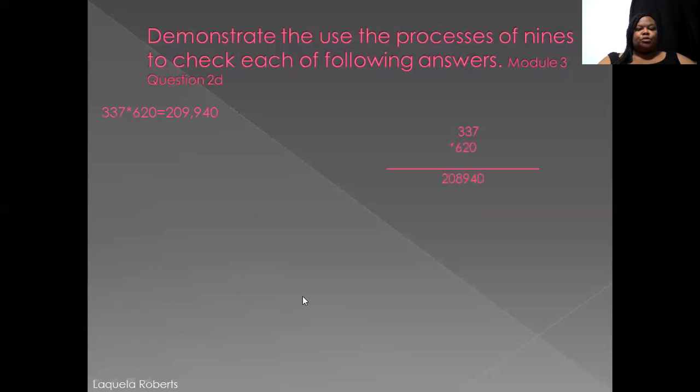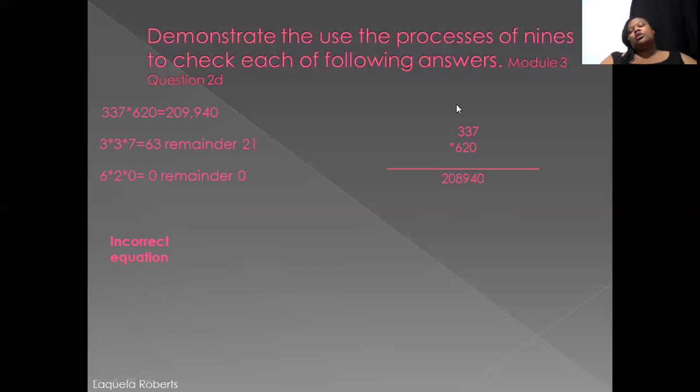All right, here's our multiplication. So 337 times 620 equals 209,940. We're going to multiply 3 times 7 gives us 63 with the remainder of 21. 6 times 2 times 0 equals 0, remainder of 0. So that equation is not right.